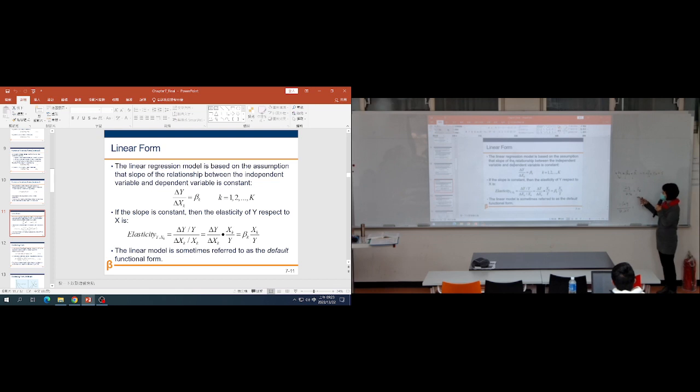Okay, so slope and elasticity is popular in economics because some of the variables, in terms of their measurement units, may be meaningless. For example, if y is the salary, and x is working experience.